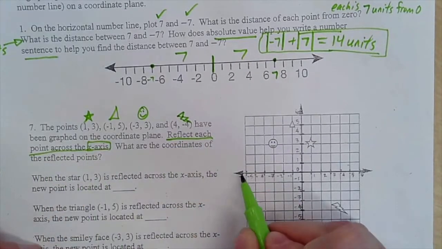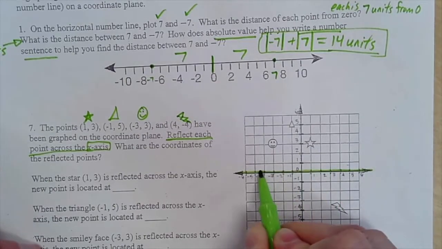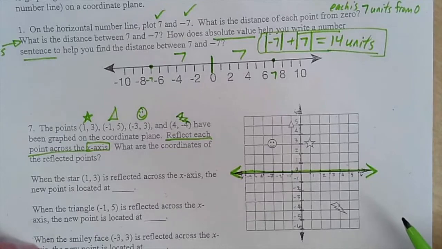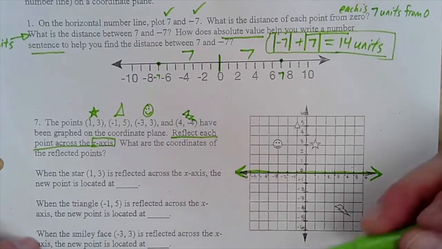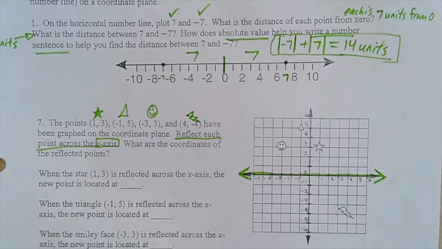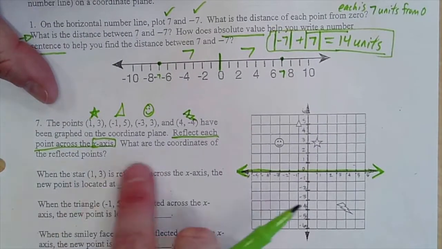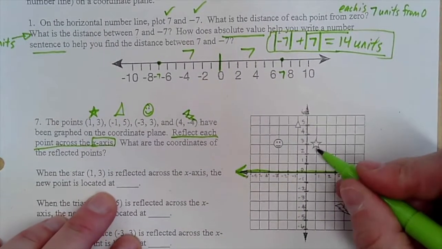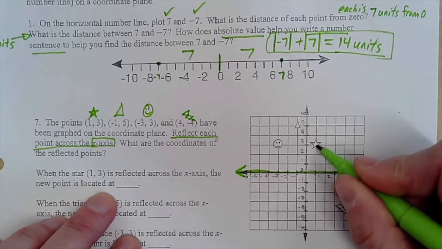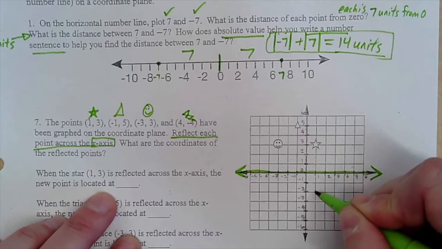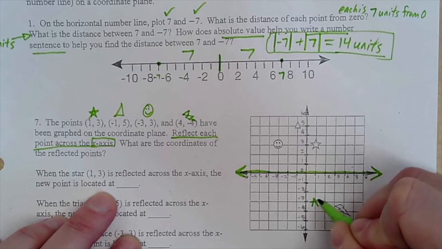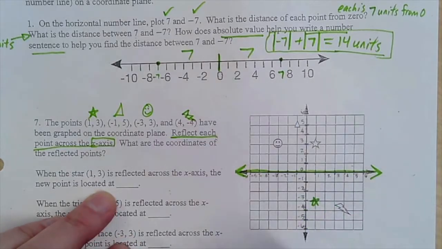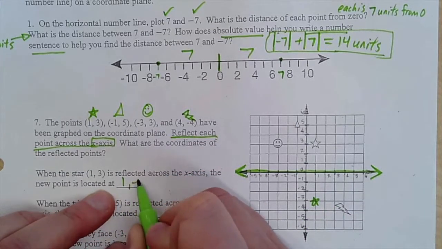So you have to know x is this one here. This is your x-axis. So if they are above it currently, when you reflect them, they'll be below. If they're below, then when you reflect them, they'll be above. And so what are the coordinates of the reflected points? So when the star is reflected, see how it's 1, 2, 3 above? It's actually going to be 1, 2, 3 below. So your star is going to be here. So its new coordinates would be (1, -3).